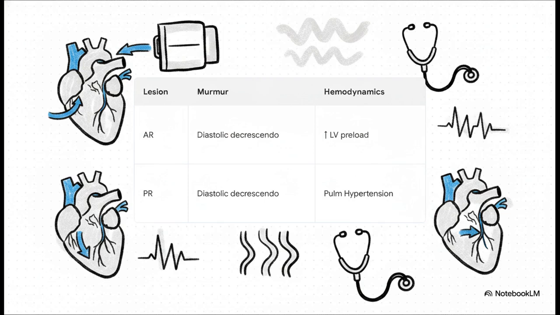On your stethoscope, you're going to hear a diastolic decrescendo murmur. But hemodynamically, this creates a massive volume overload in the ventricle. The left ventricle preload skyrockets, the end diastolic volume goes way up, and this creates AR's famous clinical signature, a very wide pulse pressure. Over on the right side of the heart, we have pulmonic regurgitation, or PR. It's also a diastolic decrescendo murmur, causing blood to leak from the pulmonary artery back into the right ventricle. Interestingly enough, PR is most often caused by pre-existing pulmonary hypertension, just stretching out that entire right-sided system.